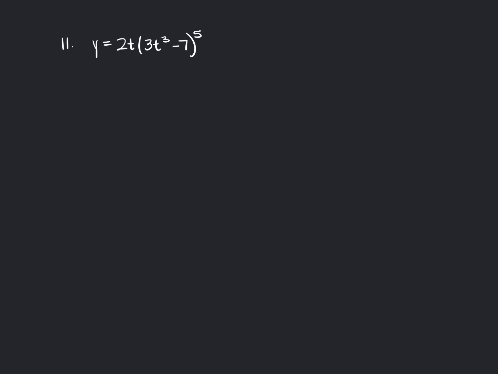Here we have y equals 2t times (3t cubed minus 7) to the 5th. So this is a product rule, okay? So we're going to have to figure out, well, what is f and what is g? What is f prime? What is g prime?